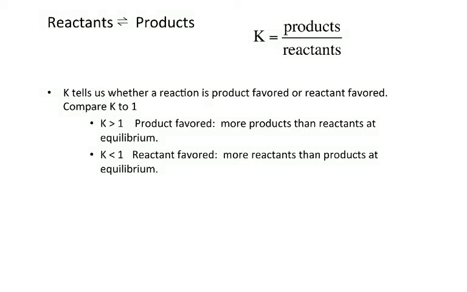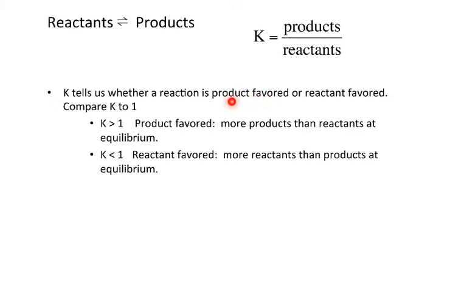All right, in this video, we're going to look at the differences between K, the equilibrium constant, and Q, the reaction quotient. So if I have a general reaction, reactants going to products, the equilibrium constant expression is the concentrations of the products divided by the concentrations of reactants. So K tells us whether a reaction is product favored or reactant favored.